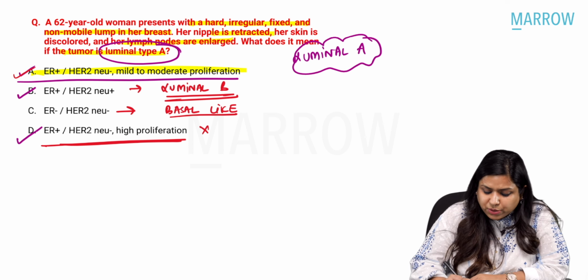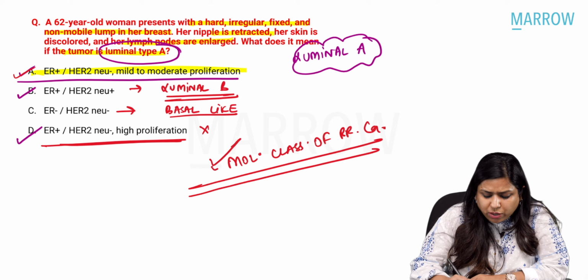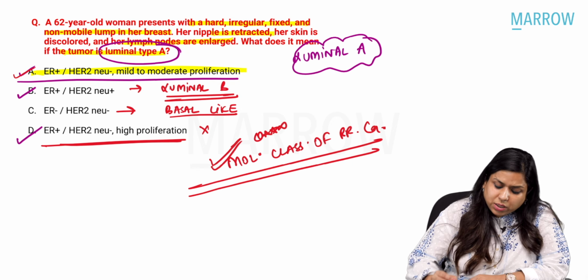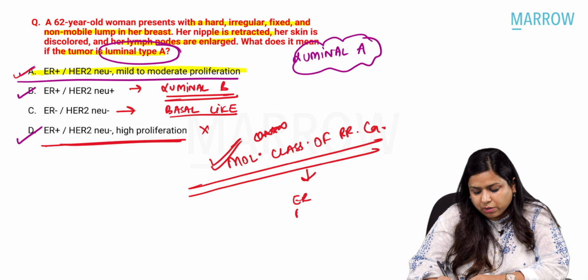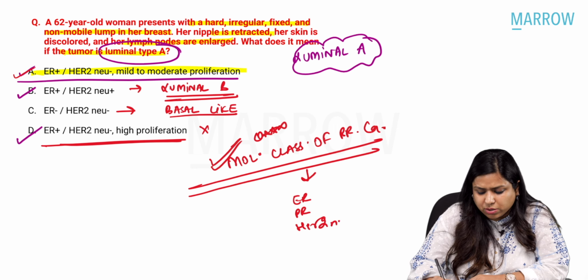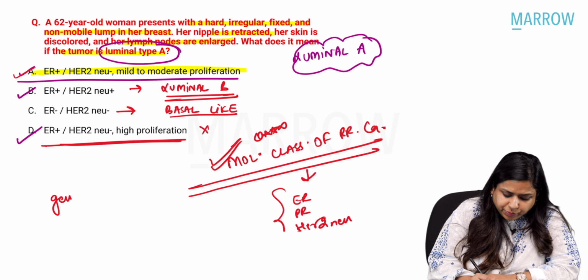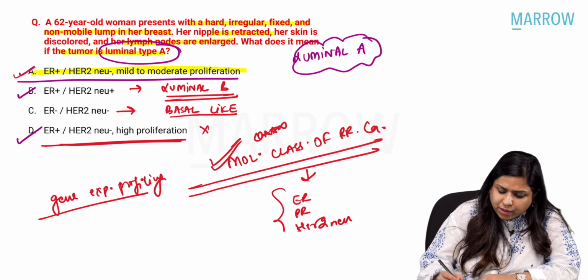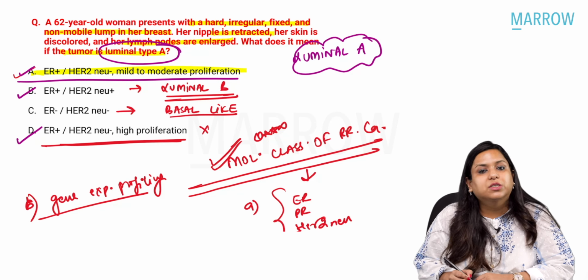This question comes from the molecular classification of breast cancer, and this molecular classification of breast cancer, students, is one of the hottest topics for the examiner. They ask a lot of questions, right? This molecular classification is based upon the receptor status, that is ER, PR, HER2 status. You see these three receptor status and then comment. If that is not given, then you can also write down it is based upon gene expression profiling, right? First option, it is based upon ER, PR, HER2, or the second option, it is based upon gene expression profiling.